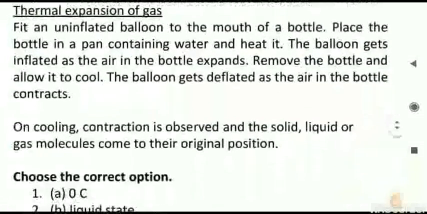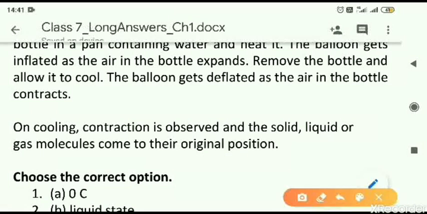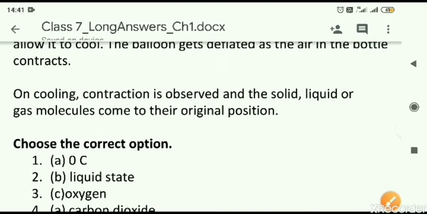And what is happening on contraction? Contraction happens on cooling. And what happens when we cool down any state of matter? The molecules which are present in that state of matter, it can be solid, liquid or gas, on cooling, the molecules will come to their original position. They will come close to each other.